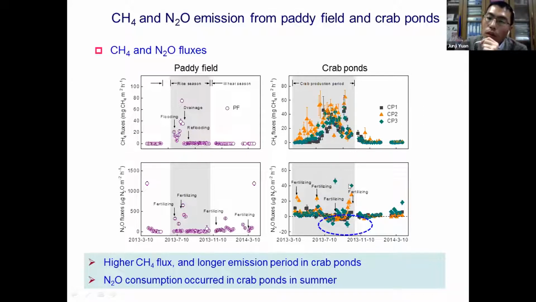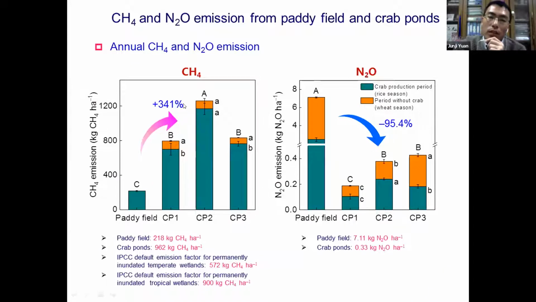But the N2O flux is much lower compared with the paddy field, and in the summertime we can see that some N2O is consumed in these systems. We find that with the conversion of the paddy field to the crab ponds, methane increased about 300%, but N2O decreased about 95%.